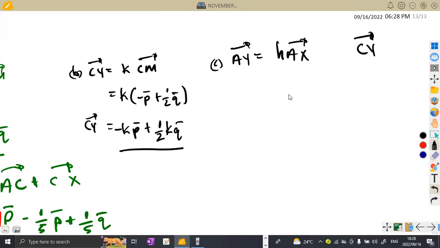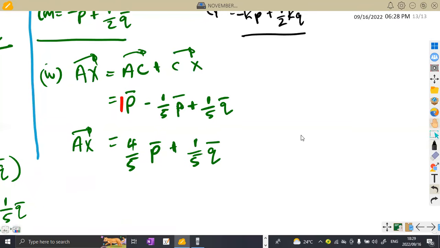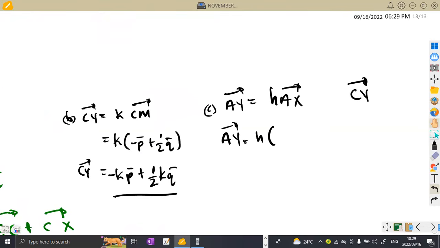But we need to first find what we are given. The moment you're given that, find that part. So let us find AY first. AY is equivalent to H times AX. Do we have AX? Yes, we calculated our AX here, and we said AX is 4/5 P plus 1/5 Q. So this is what you're going to write.